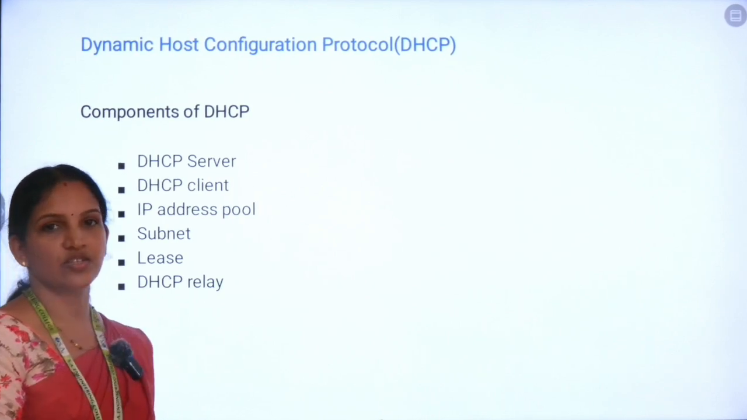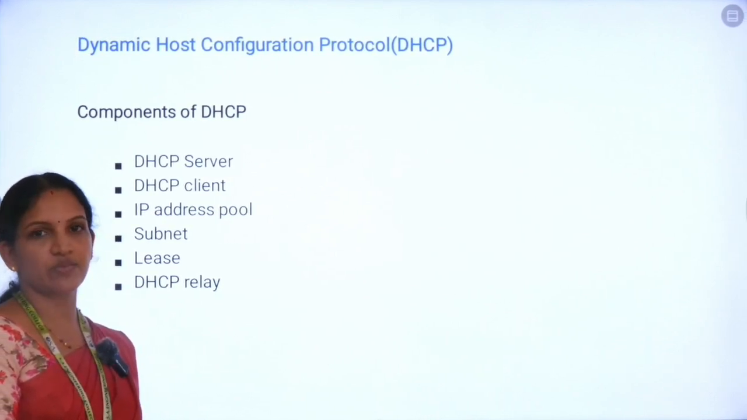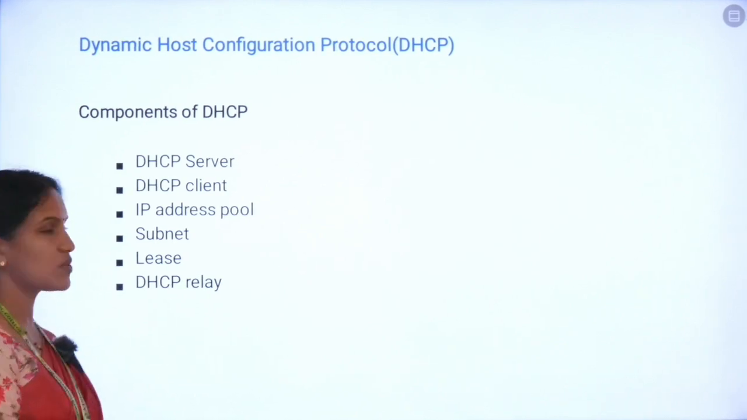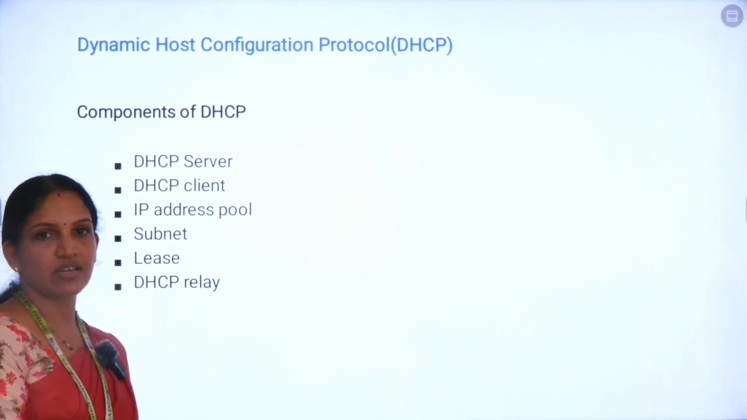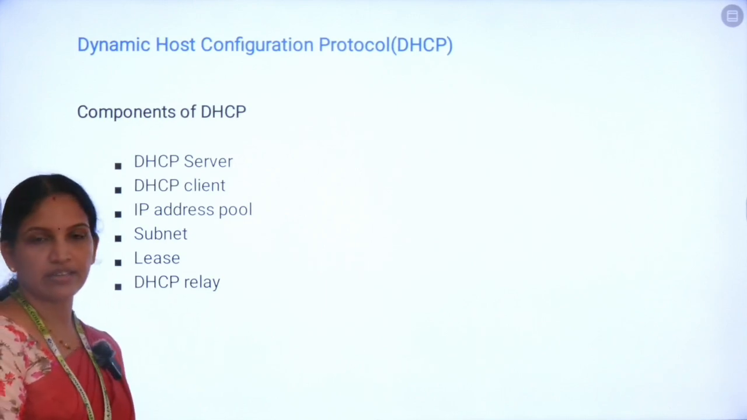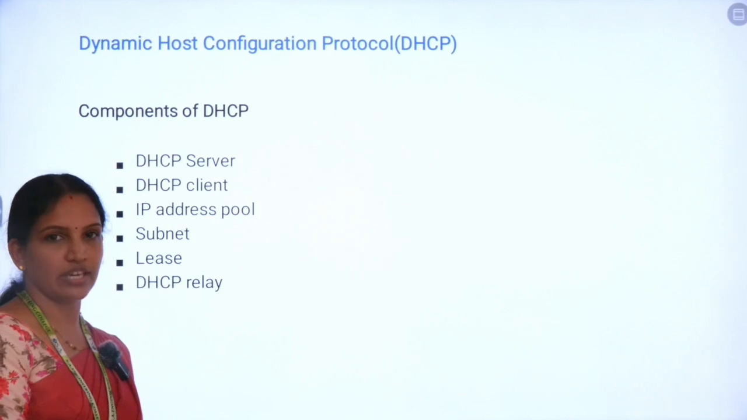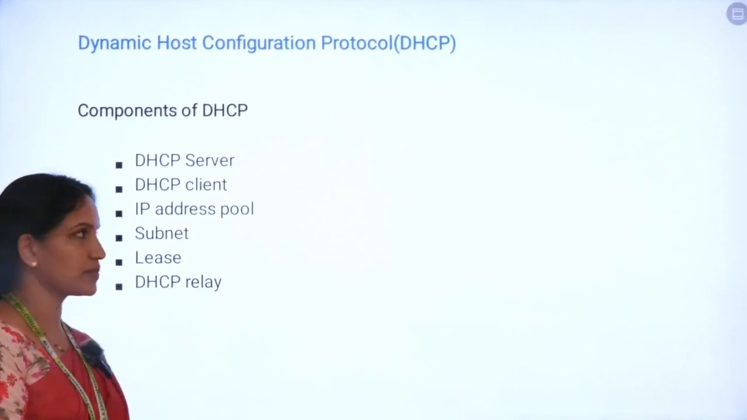So it can be a desktop or laptop or an IoT endpoint device or any other device which is connected to the network. Next one is the IP address pool, which stores the range of IP addresses that are available for the client. Next one is the subnet. It is a partitioned segment of the network. It is actually done to manage the network easily.